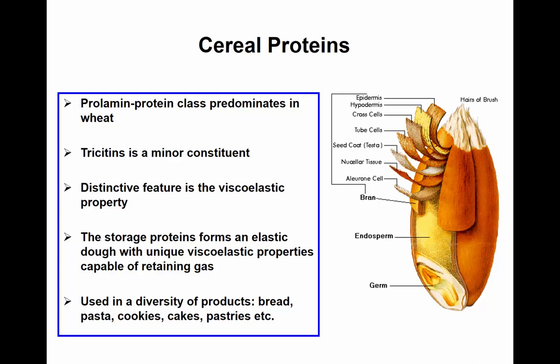I corrected that. So this is a globulin, and it's a minor constituent. This class, the prolamin and the prolamin-like proteins in wheat, are very distinctive proteins. You won't find them in any other cereal, given their viscoelastic property. So it's really a challenge to make bread, for instance, from other cereals because they lack the prolamin-like proteins and the prolamin class, or they are deficient in high molecular weight prolamin-like proteins.